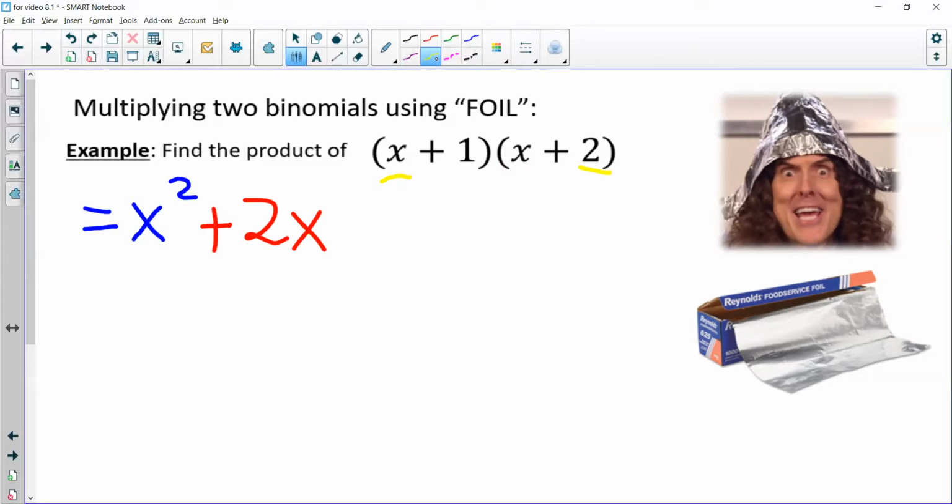The I in FOIL is inside. That would be the two inner terms. In this case, it's 1 and x. So I would do 1 times x and get plus 1x, or just x.